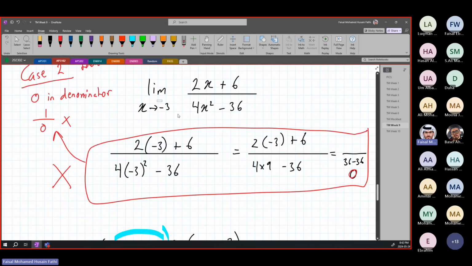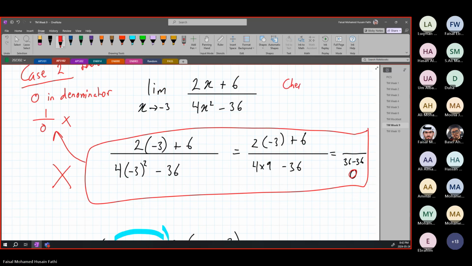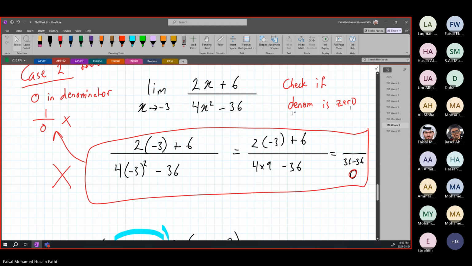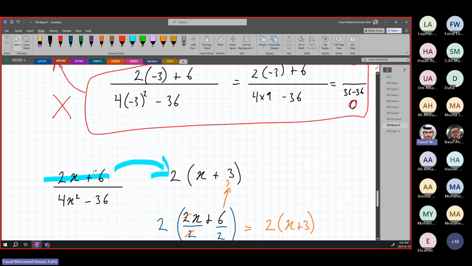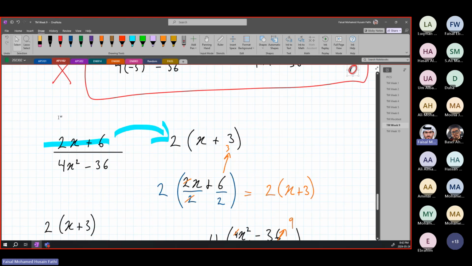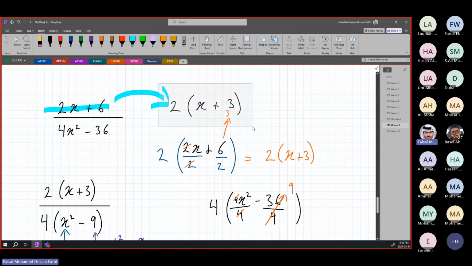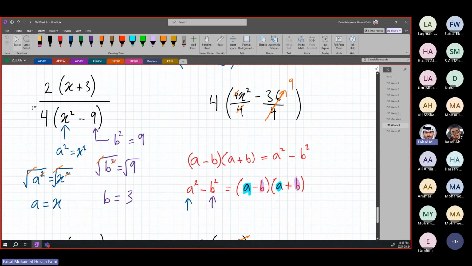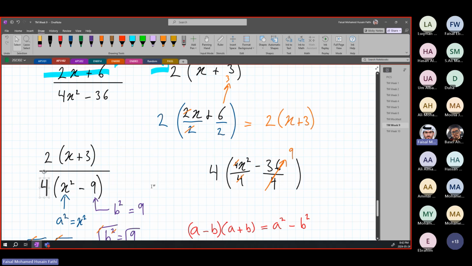In the beginning, I plug in the value and check if the denominator is 0. This is the first step you have to see. If it is 0, then you apply factorization and factoring in this case. So since we checked it, we saw that the denominator is 0. We have to factorize this. The first thing I did was take a common factor, which is 2, in this method, and then I will be remaining with x plus 3 up. Same thing I did down. I took 4 as a common factor, leaving x squared minus 9 inside.